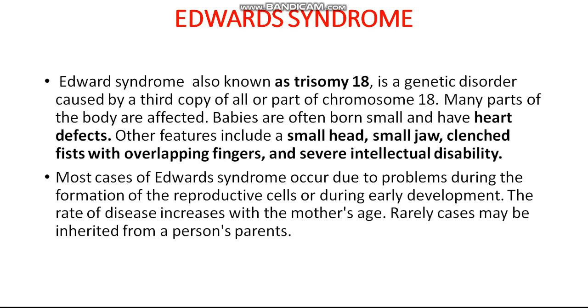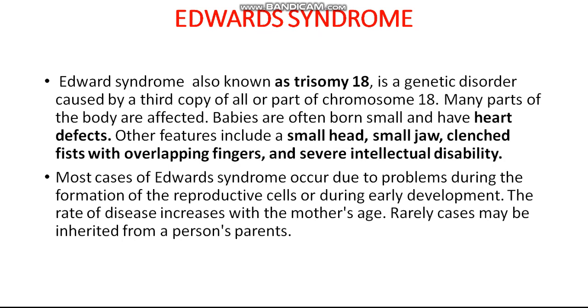They have associated heart defects and the other features include small head, small jaw, clenched fist with overlapping fingers. Our fingers are normally placed apart. They will have overlapping fingers and they will have severe intellectual disability. So these are the classic features: small head, small jaw, clenched fist with overlapping fingers and severe intellectual disability.